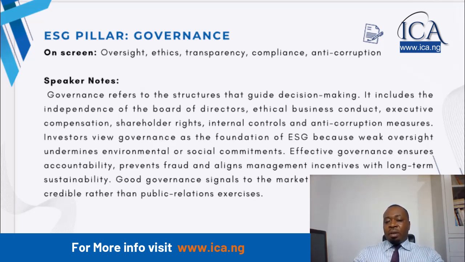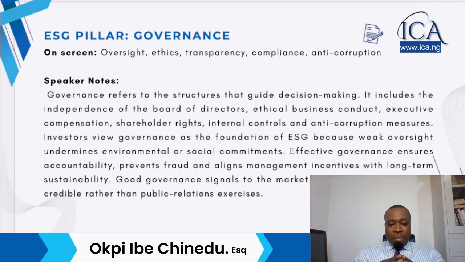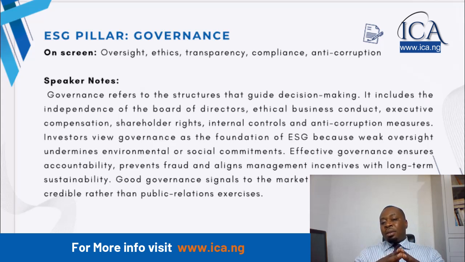So it's very key when you are drafting your articles of association that you take serious measures to put in place policies that will affect not just how you successfully run your company, but also how it affects the society and your community in general. Effective governance ensures accountability, prevents fraud, and aligns management incentives with long-term sustainability. And also good governance signals to the market that ESG disclosures are credible rather than public relations exercises.